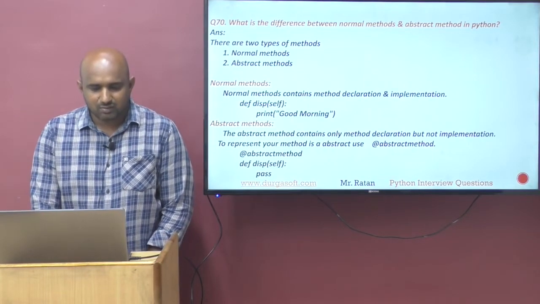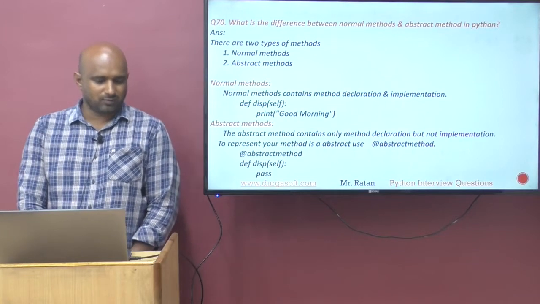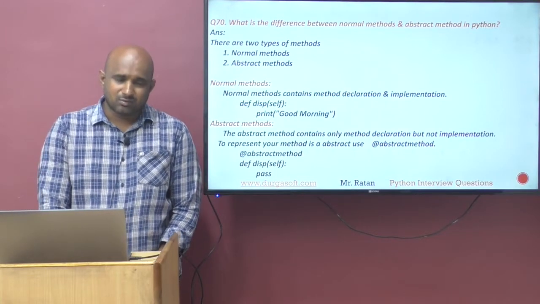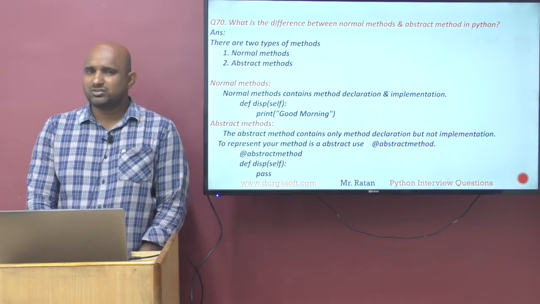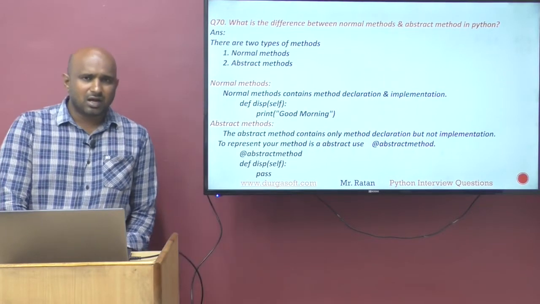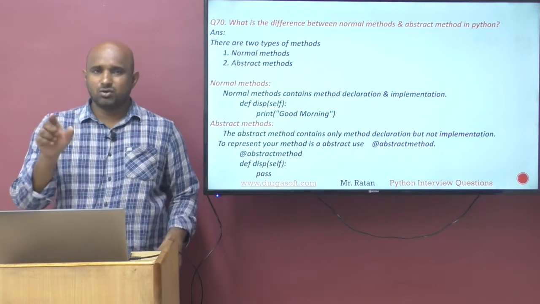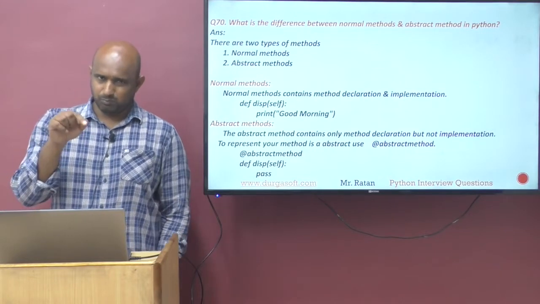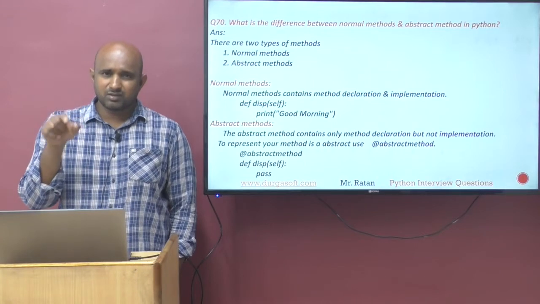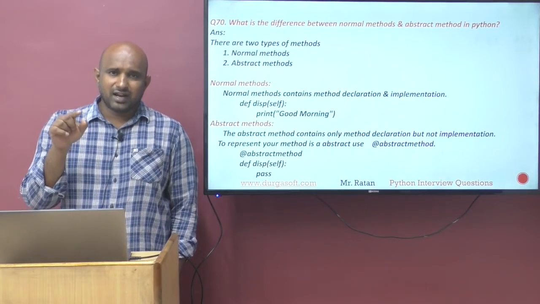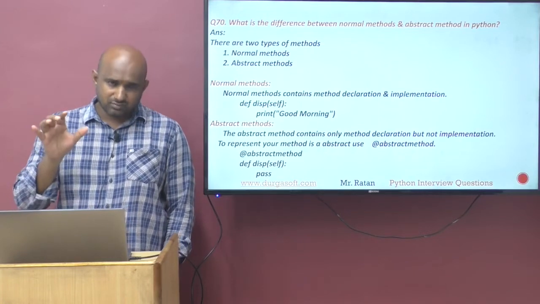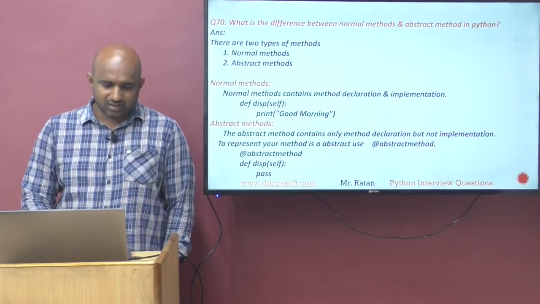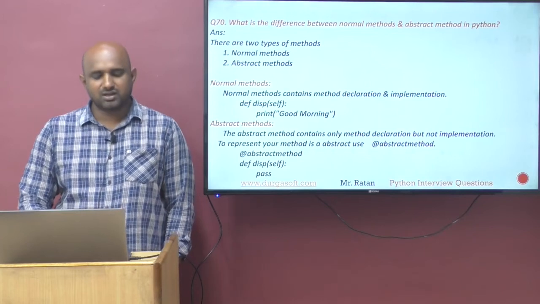What is the difference between normal methods and abstract methods? There are two types of methods, normal and abstract. Normal method contains method declaration and implementation, but abstract contains only method declaration, there is no implementation. No implementation means don't leave it empty, we have to make it pass and represent your method as abstract using the @abstractmethod qualifier. That's the point, guys.